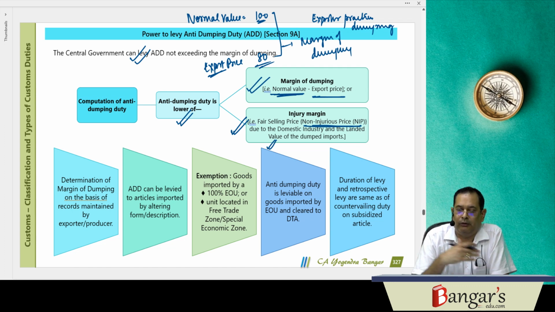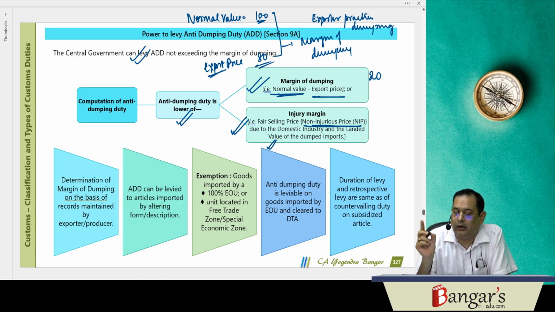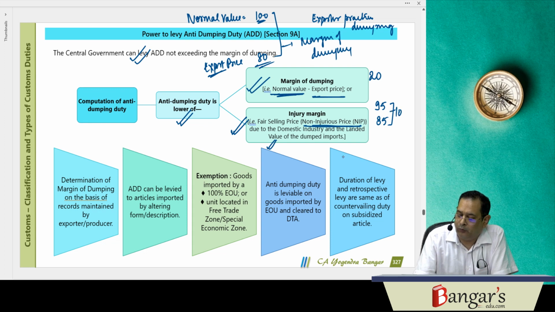Take the margin of dumping: normal value is 100 and export price is 80, so the difference is 20. Now at which price are the goods sold in India? Say the non-injurious price, that is the fair selling price in India, is 95, and the landed value works out to be 85. So here the injury margin is 10 rupees. So in this case duty will be levied not exceeding 10.